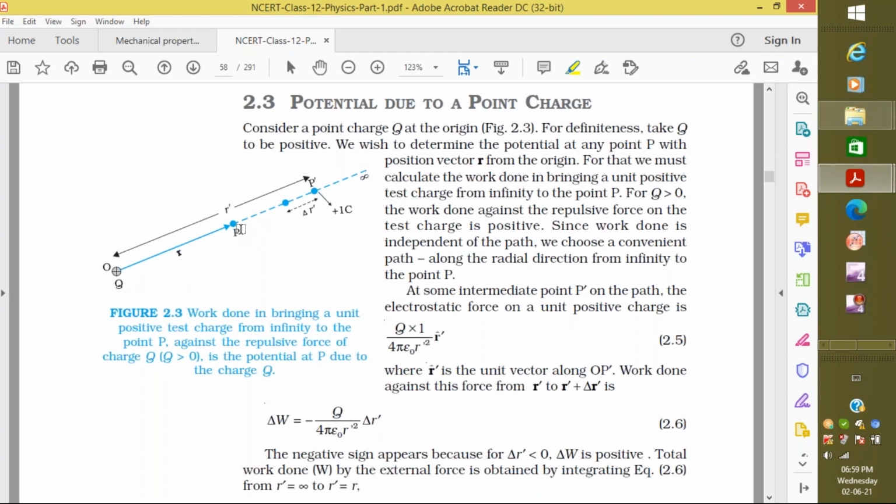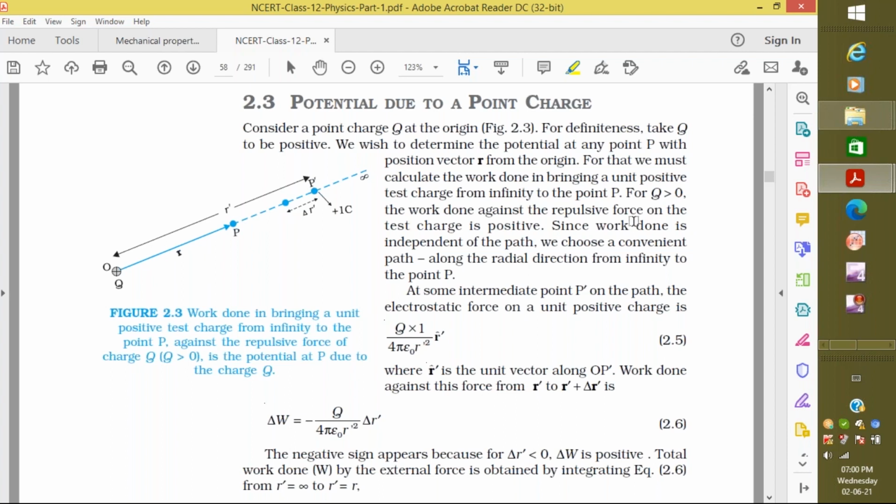I have to calculate the potential due to this charge Q at P, which is at r distance away. How to do that? I have to bring one test charge, a unit positive charge, 1 coulomb. Suppose this 1 coulomb charge is taken from infinity to this point P. Then the work done to bring the unit charge to P will be the potential at this point P due to this charge Q. So how to do that? Look here.